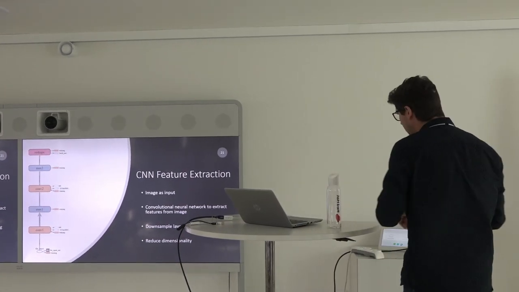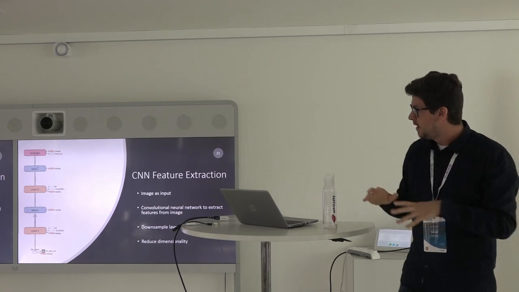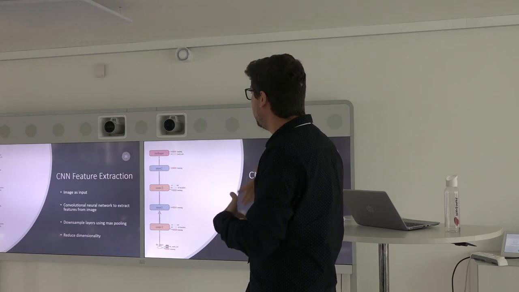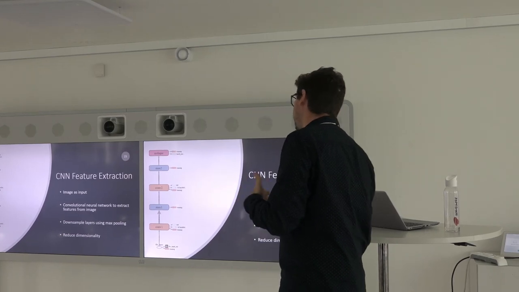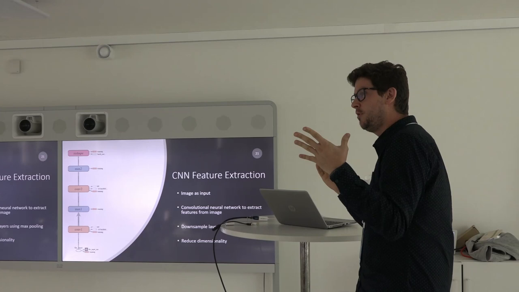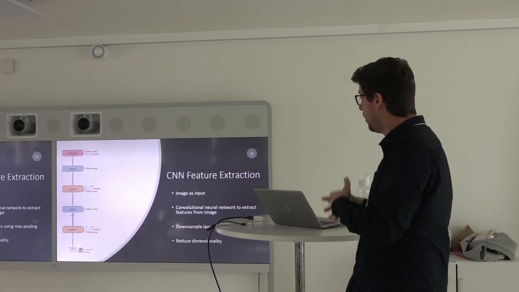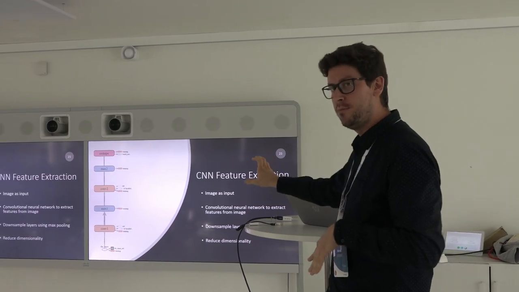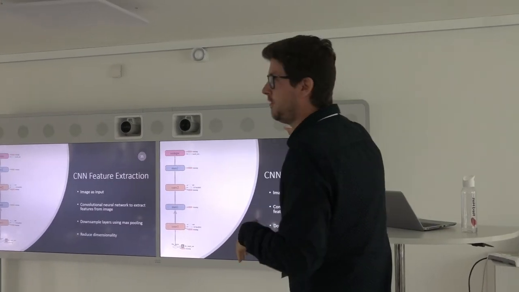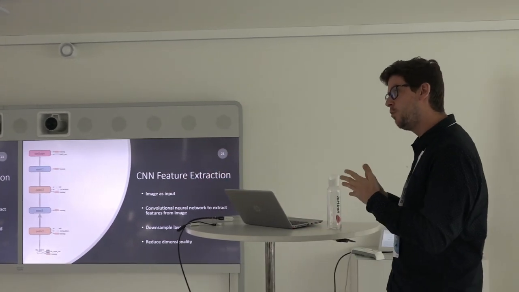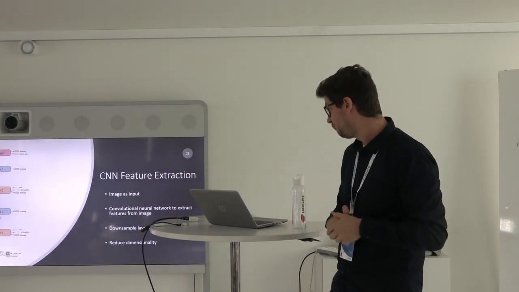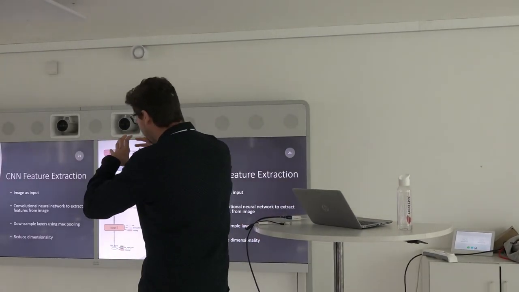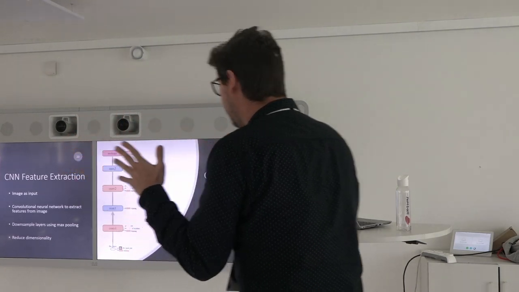Then we downsample the layers. In the last years, machine learning has had a lot of booming, but not because of the techniques, but because of the computational capabilities. Most of these methods existed like 20 or 30 years ago, but only now are we able to use them in an efficient way. But even now, we have to downsample the image to reduce the size of the network.